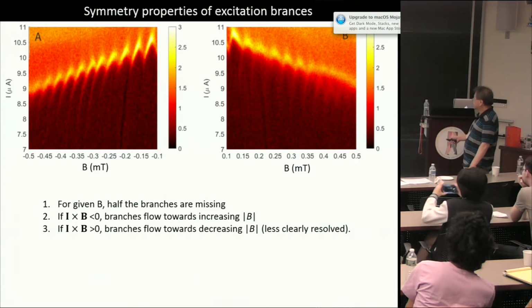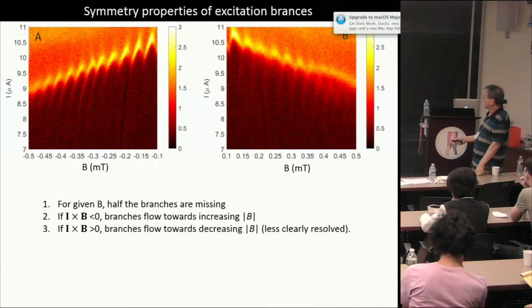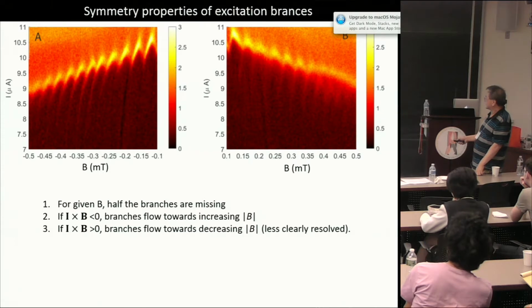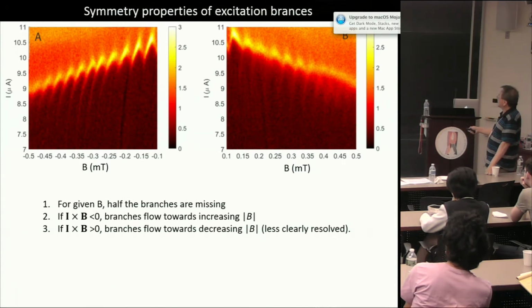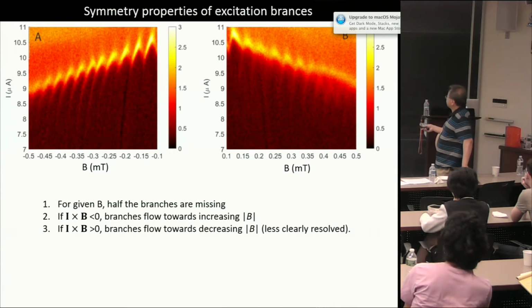All right, so these are the symmetry problems. For a given field, half the branches are missing. The ones that are flowing to your right towards decreasing field magnitude are conspicuously absent. And the one rule that we could come up with is that if I cross B, it's like a Hall effect. If it is negative, then the branches flow towards increasing B. And so you can switch the sign of B or the sign of I. If you switch them both together, you will see the branches. But then in the other two cases, which is this and the one that I didn't show, it's less clearly resolved. So this is a puzzle that's revealed by the excitation picture.